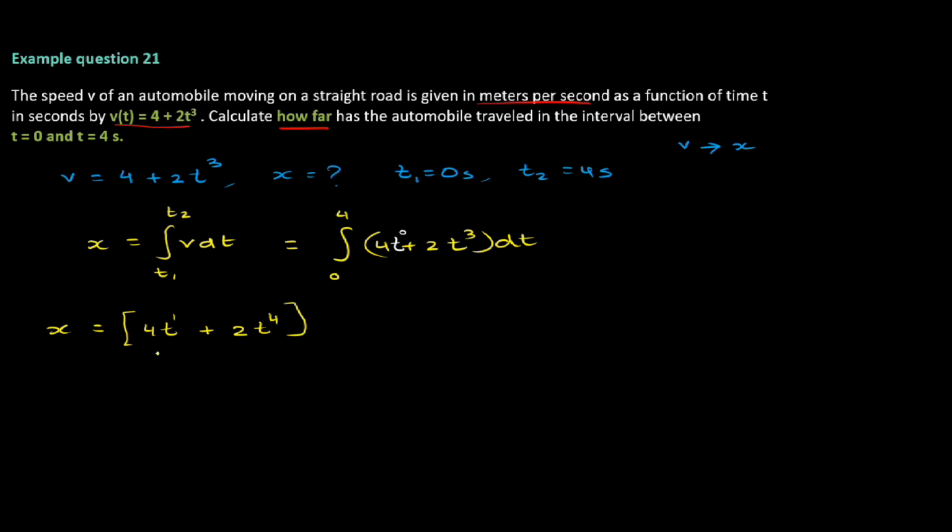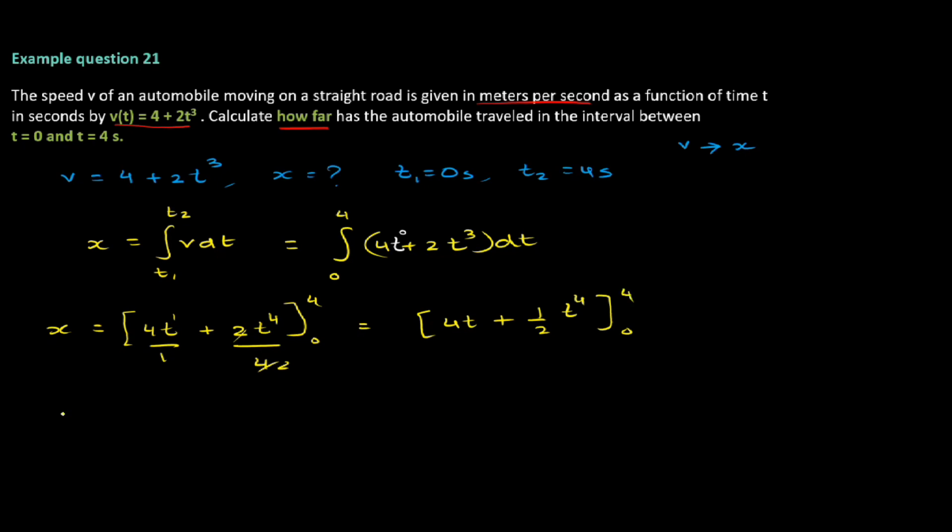After you increase the power of t by 1, now divide each term with the new power. So I divide this by 1 and I divide this by 4. And we solve this over the same interval of time 0 to 4. Then I will simplify this and write 4t plus cancel 2 and 4. You get 2 here, half t to the power 4, and the limits are 0 to 4.